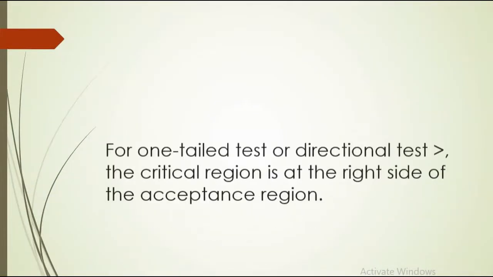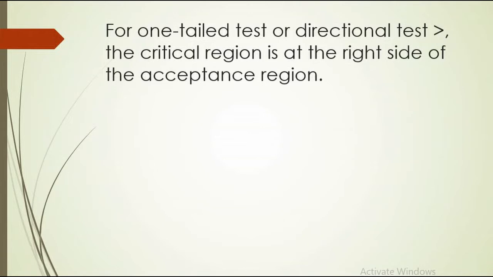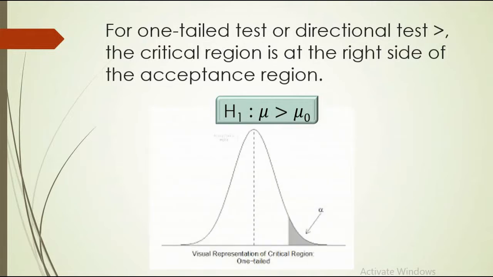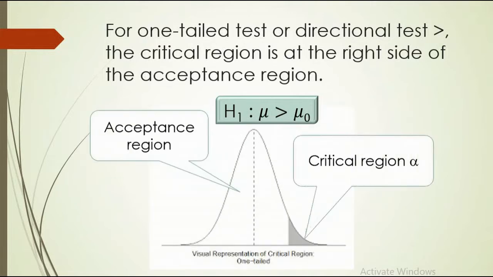For one-tailed test or directional test, greater than, the critical region is at the right side of the acceptance region. So H1: mu is greater than mu null. So this is the acceptance region, and this is the critical region, and this one is the z value.